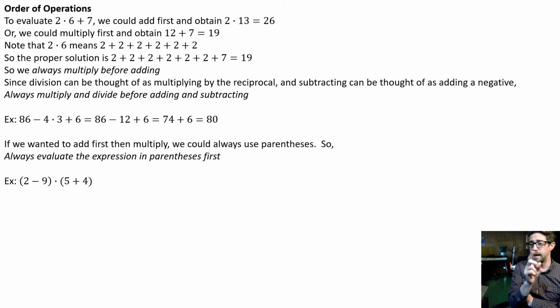So 2 minus 9 is negative 7. And 5 plus 4 is 9. So this really is negative 7 times 9. Okay? And once you've evaluated the expression in parentheses, you don't need them anymore. You could still have them here, but they don't do anything, right? So negative 7 times 9 is negative 63. All right, if you removed the parentheses from that problem and did it, you would have a much different result.